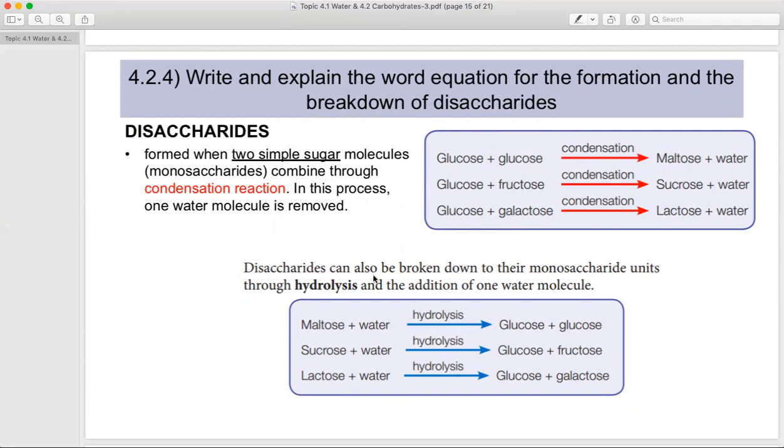Okay, disaccharide also can be broken down. Maksudnya dia boleh pecahkan balik yang disaccharide tadi kembali membentuk two molecules of monosaccharide melalui satu proses kita panggil sebagai hydrolysis with the presence of water. Tadi diproduce water, sekarang dengan kehadiran water, so that's why namanya hydrolysis. Hydro means water, lysis means pecah. Dengan pemecahan satu molekul water, so these disaccharides will be broken down to produce back two molecules of monosaccharide.